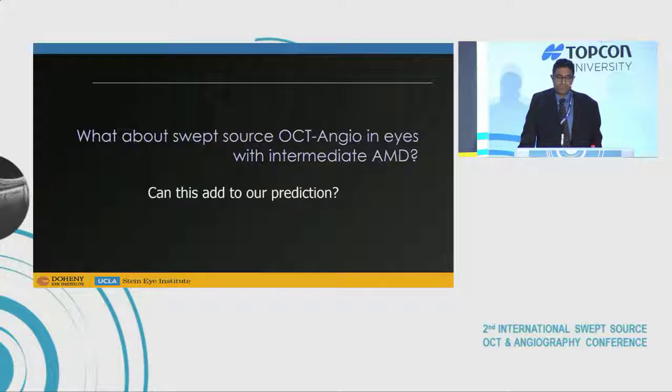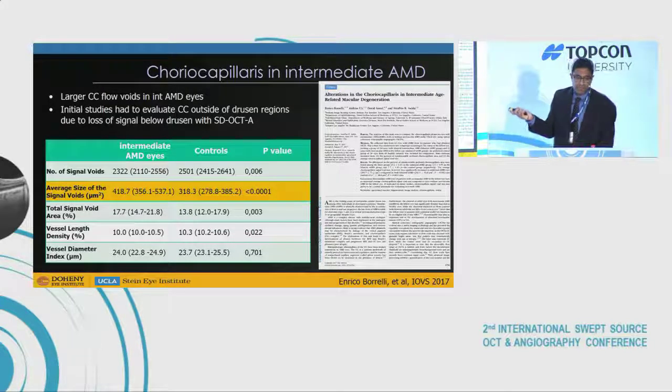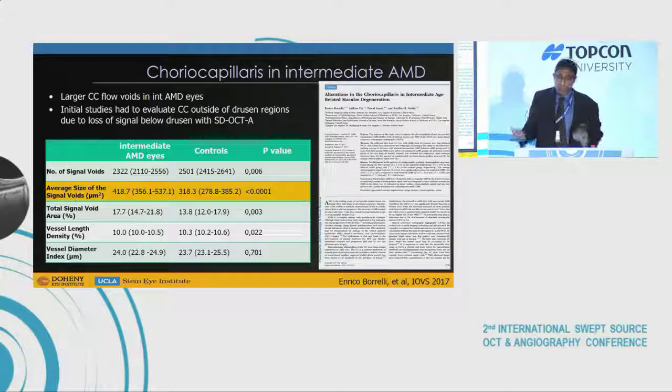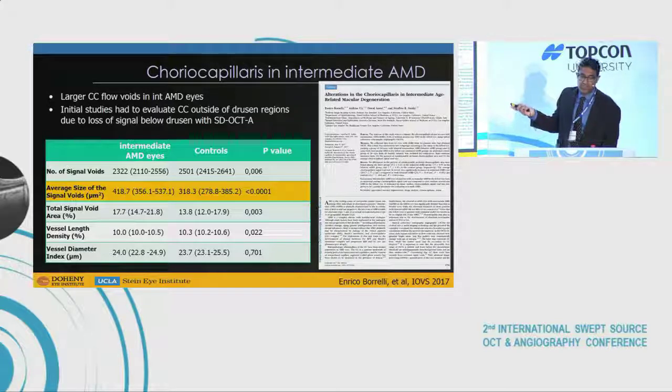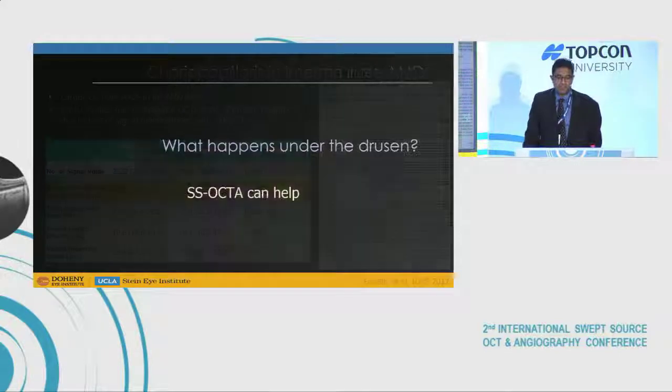Lastly, I'll just finish by talking about swept-source OCT angiography in near-mid AMD. Can that add to our prediction? Enrico Borrelli, my fellow from Milano, had shown that choriocapillaris flow voids in intermediate AMD eyes were larger. The limitation of this paper that was published in IOVS is that because of the loss of signal with spectral-domain OCT, we had to look at the choriocapillaris around the drusen, not directly below the drusen. We still saw this increase in the flow void.